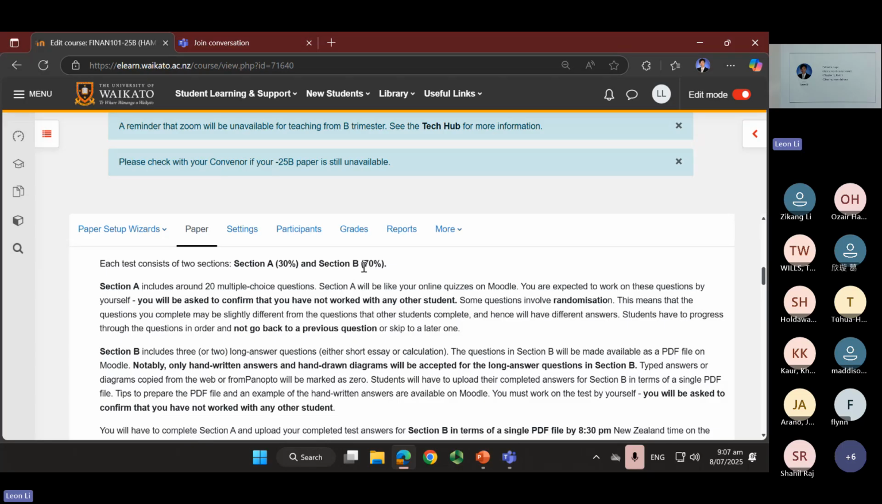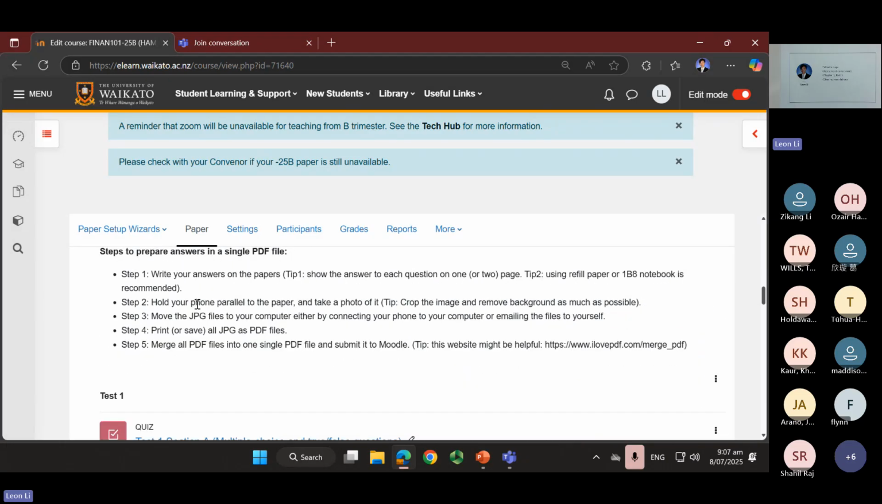So like your normal test, you still handwrite your answer. Then you upload your handwritten answer to Moodle. All right. And we have some tips for you. You can see how to prepare the PDF file for your handwritten answer. All right.